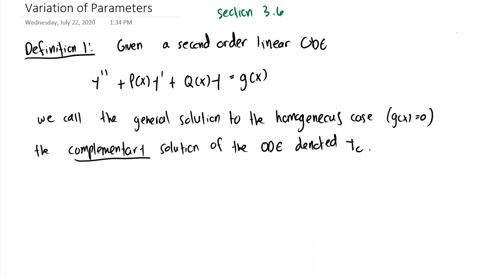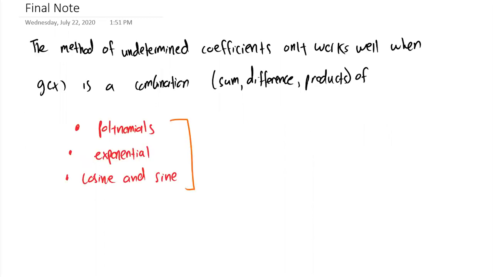In the previous video, we talked about the superposition principle. And then more importantly for this section, we mentioned that the method of undetermined coefficients really only works when the function on the right-hand side of the ODE, which we call g of x, is a combination, which means either a sum, difference, or product of polynomials, exponentials, and cosine and sine functions. Why? Because these functions either repeat or go to zero when we are taking derivatives.